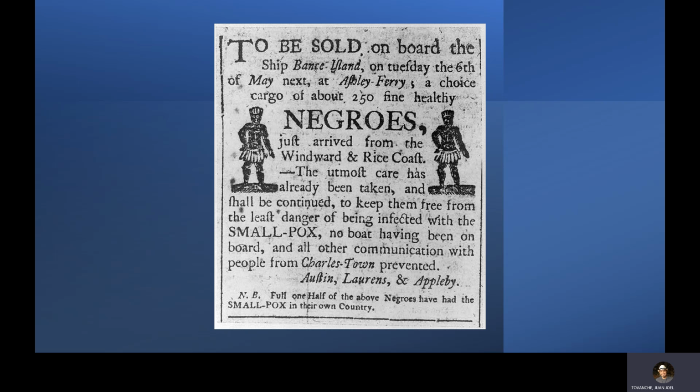not Georgia. So it seems to me that the Austin, Lawrence, and Appleby company or corporation, whatever it is, are the slave traders, right? And Lawrence, even though he owns plantations in Georgia, was also involved in the slave trade. So that supports that other thing that I said a moment ago that I found, right? That he was a planter.